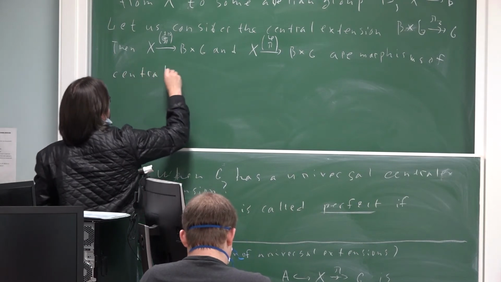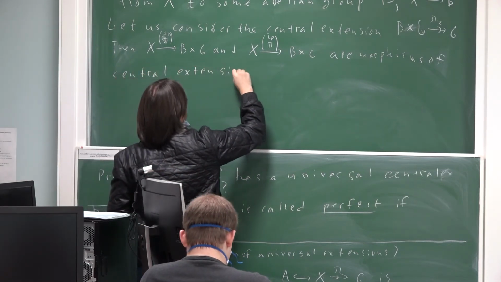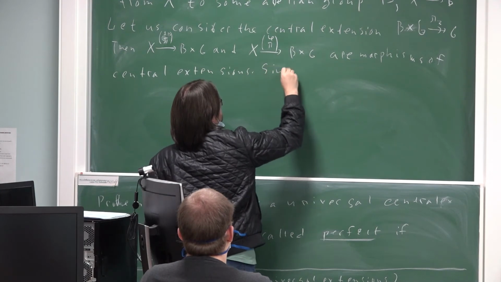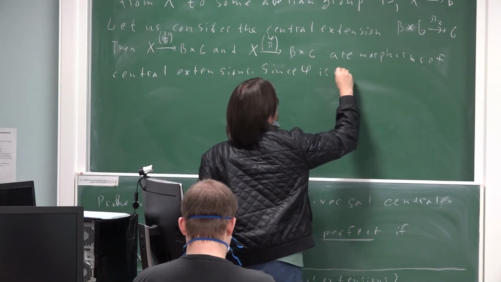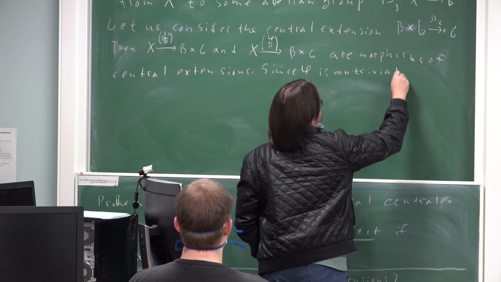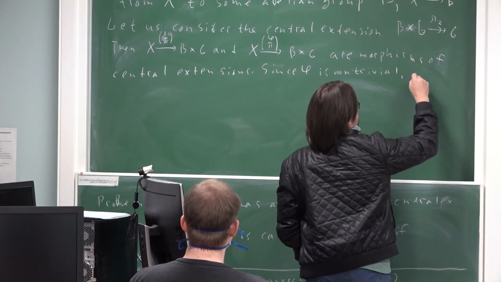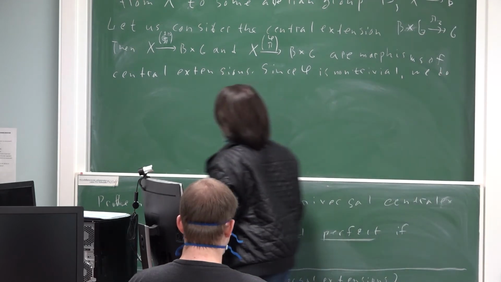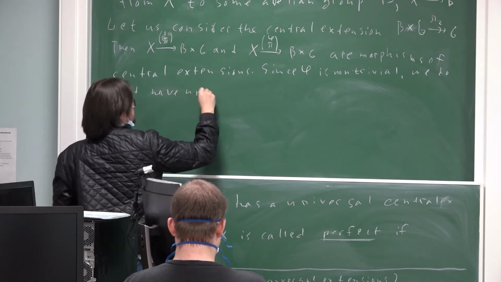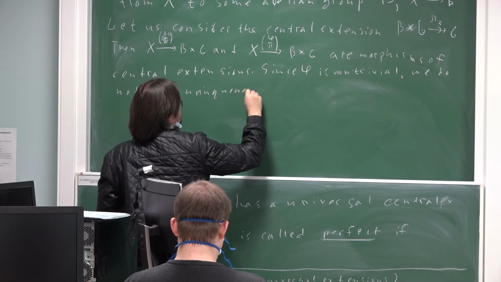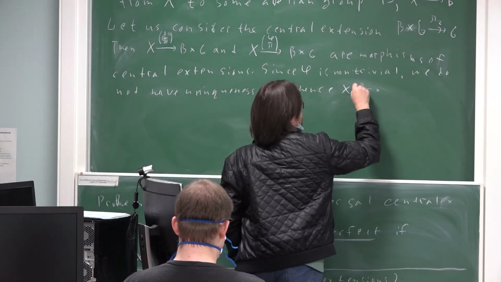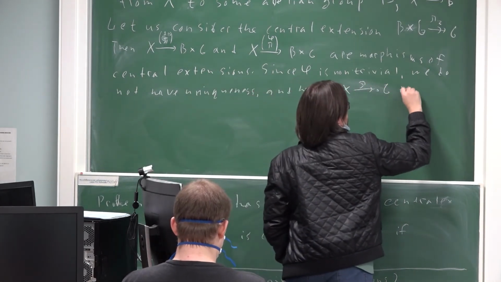Central extensions. And since phi is non-trivial, we don't have uniqueness. And hence X pi G is not universal.